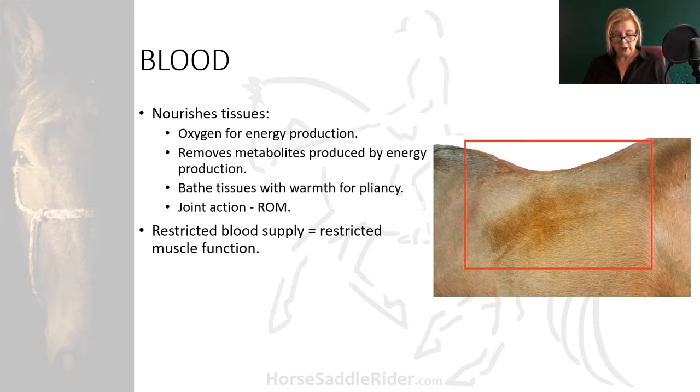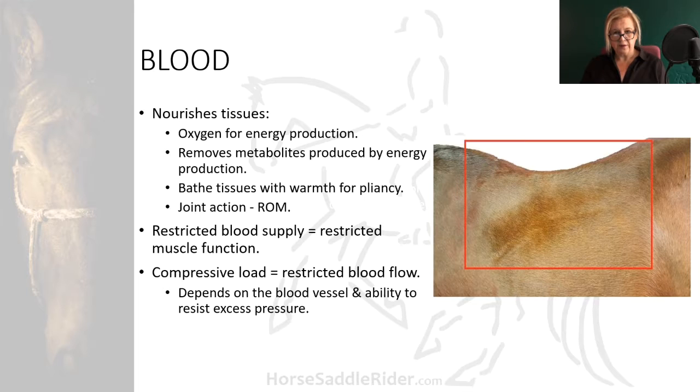The function of locomotor muscles and joints is restricted when blood flow to them is restricted. And compressive load instantaneously results in an interruption of blood flow and a generalized restriction of circulating blood, either superficially or deeper, depending on the blood vessel type that is affected and its ability to resist excess pressure.